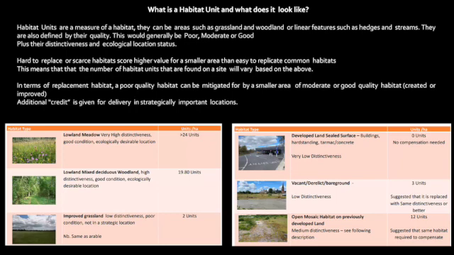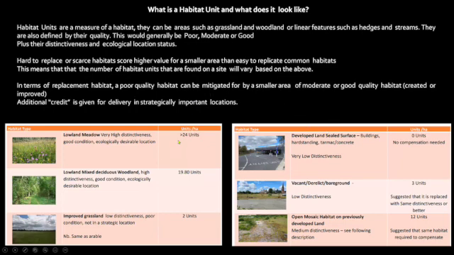So hard to replace or scarce habitats score higher value for a smaller area than, say, an easily replicated common habitat. That means that the number of habitat units that are found on a site will vary based on those factors. Again, it makes it very complicated for people to get their head around, because it's not straightforward. You can't say that 100 square meters is one habitat unit. It depends what's there. You won't be able to see it particularly well on the slides, I would think, but when we forward this round, hopefully you'll see a bit more.